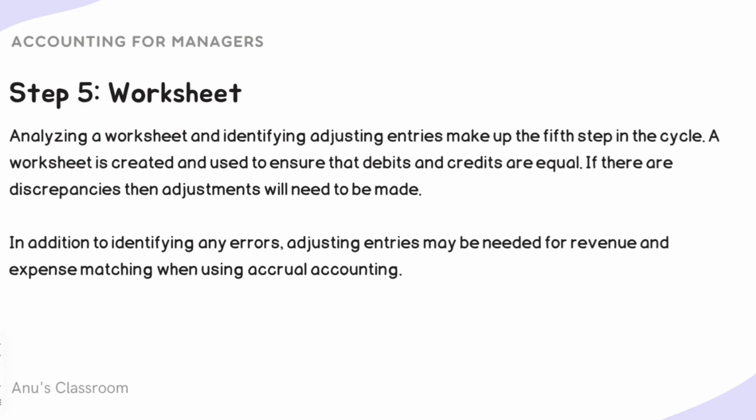The fifth step is preparation of a worksheet, or analyzing this worksheet and identifying and adjusting the entries that have led to a difference in the trial balance. This worksheet is created to ensure that debits and credits are equal. Supposing we found some mismatch when we were preparing the trial balance, we will prepare a worksheet and see these transactions and try to find out how we can correct these debit and credit mismatches. In addition to identifying any errors, adjusting entries may be needed for revenue and expense matching also, when we are using accrual accounting.